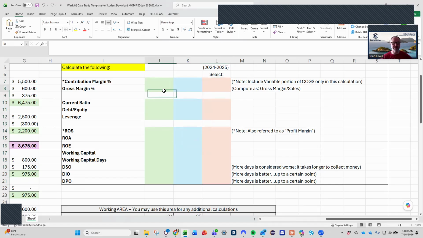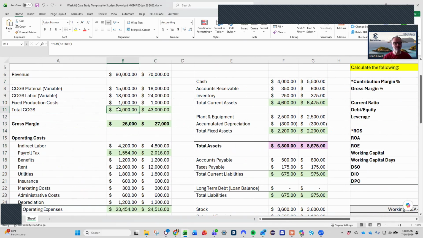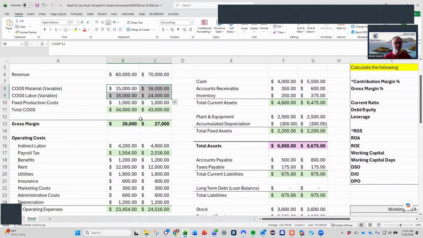But the rest of these, you should be able to calculate based on our last assessment. The only one you might have a hard time with is contribution margin, but just think of it as gross margin, right? Taking this number, your total COGS, and subtracting out your variable. Did it say variable only? Oh, only include the variable. Sorry, I only include these portions. So you can just do a summary of these two divided by total revenue. Actually, revenue minus these two divided by revenue.